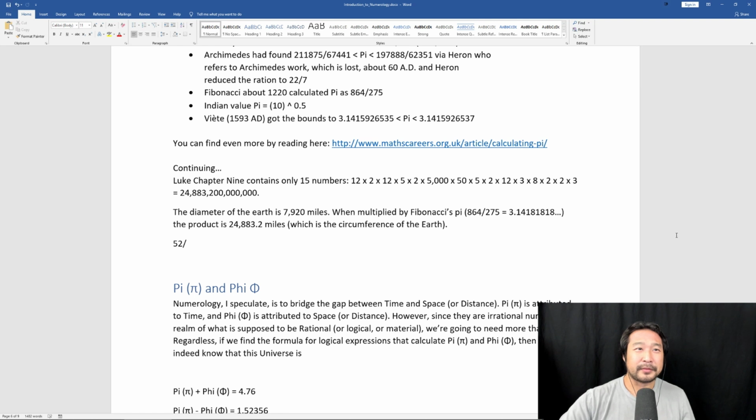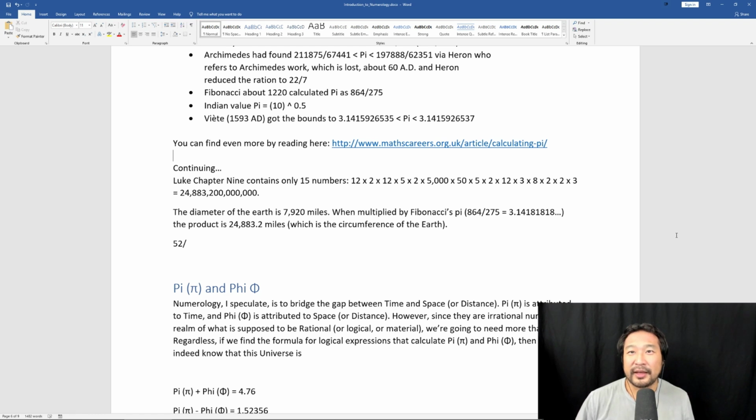All right. So continuing, Luke chapter 9 contains only 15 numbers: 12, 2, 12, 5, 2, 5,050, 5, 2, 12, 3, 8, 2, 2, 3, and that equals 24,883,200,000,000. Okay, so diameter of Earth is 7,920 miles.